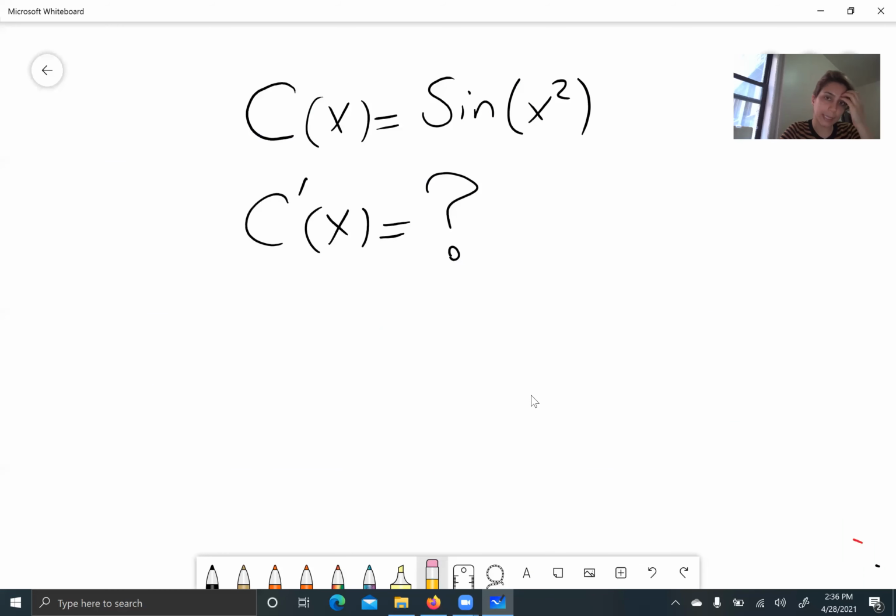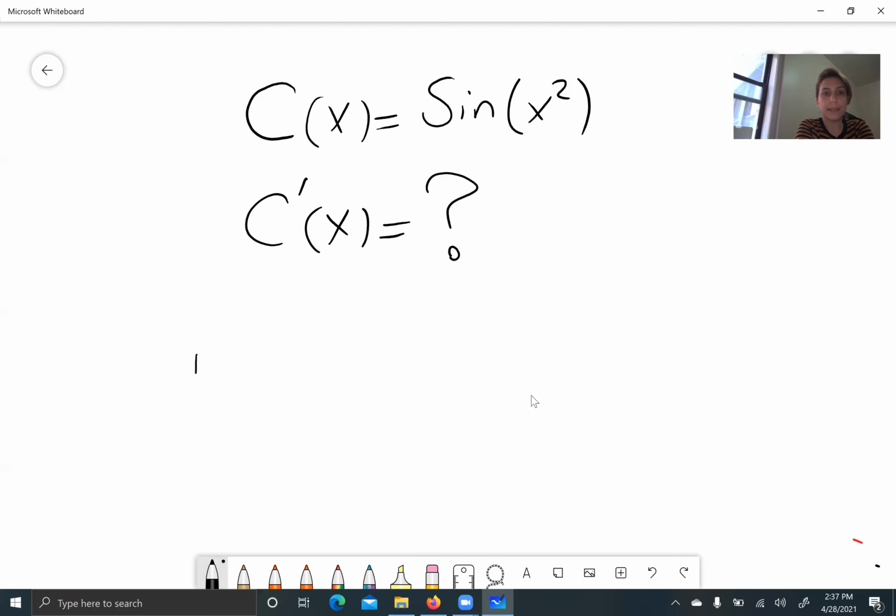Working on this example. The example is sine of x squared. And the question is, what is the derivative of sine of x squared? Since sine of x squared is a composition of two functions, we can use the chain rule. First, let's see what the composition is here.